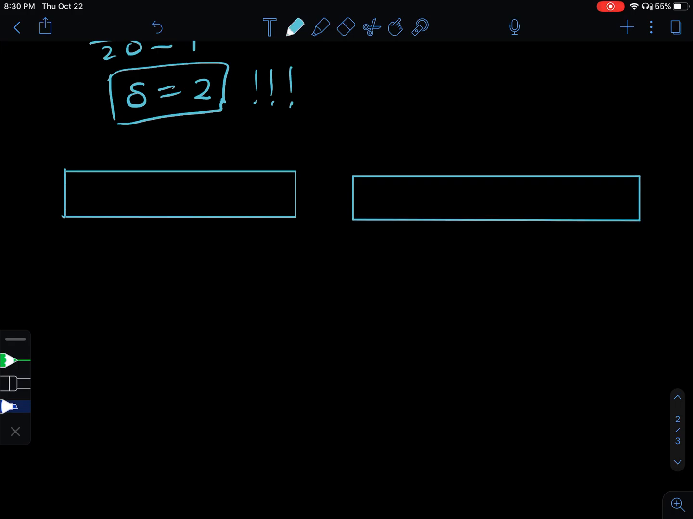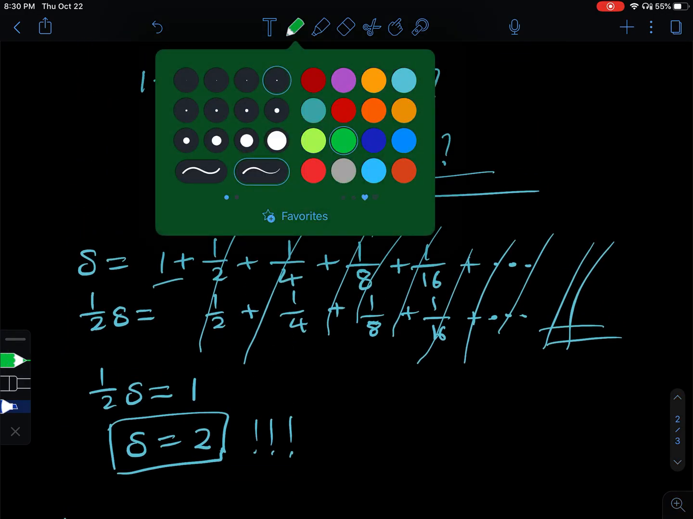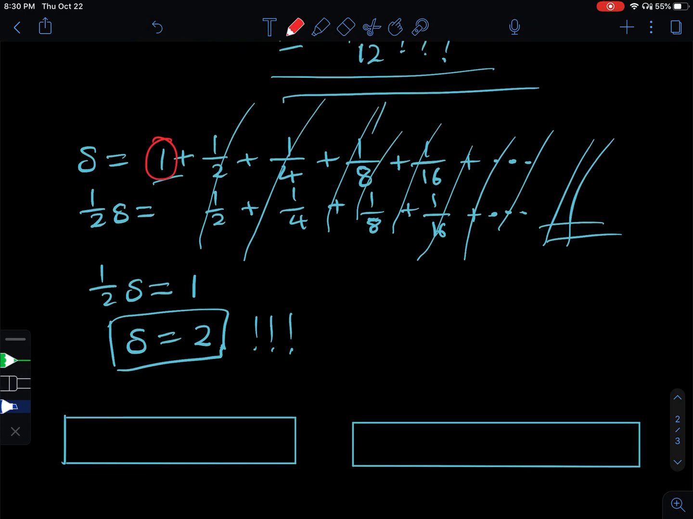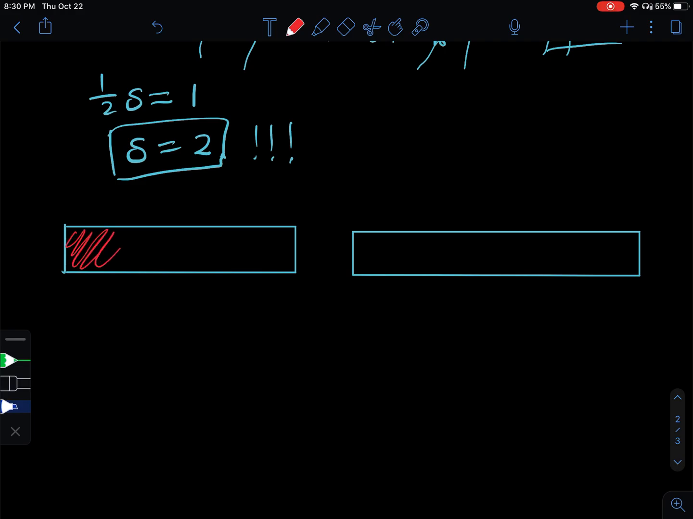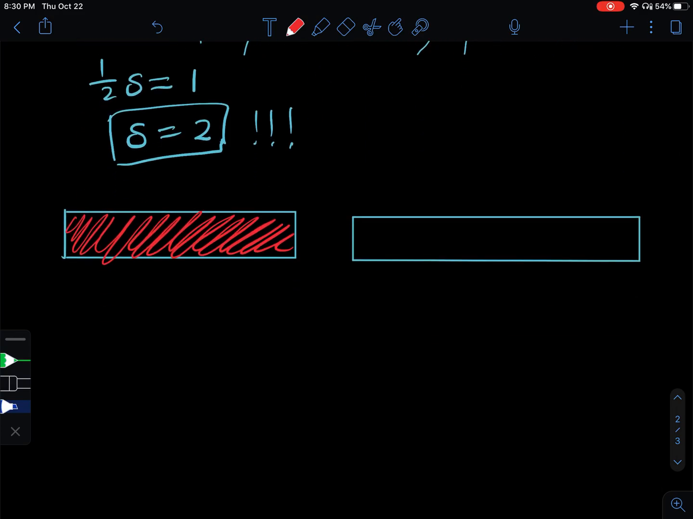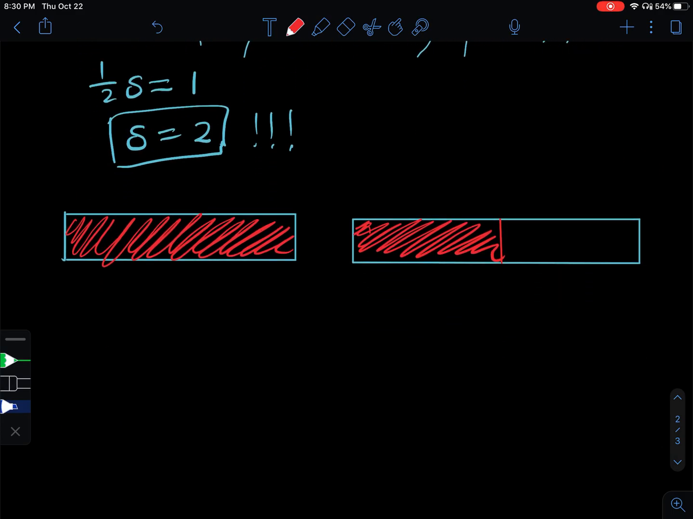Okay. Now, you're starting off at 1 here, which means you're claiming the entire first block. This is 1. Then 1/2 is half of the second block. So I'm claiming half of this. Then 1/4 is 1/4 of the second block, or half of the remaining.